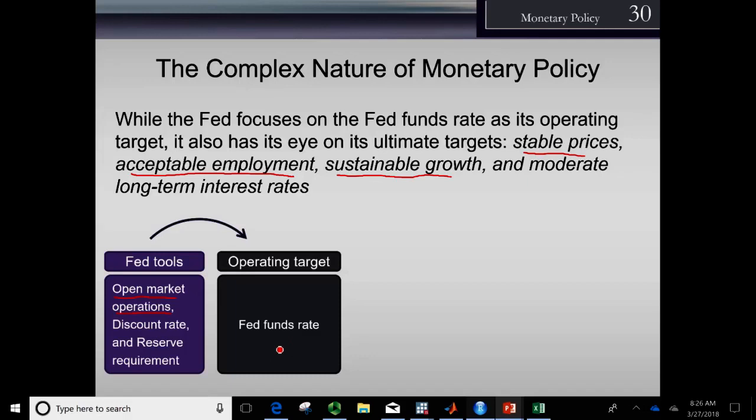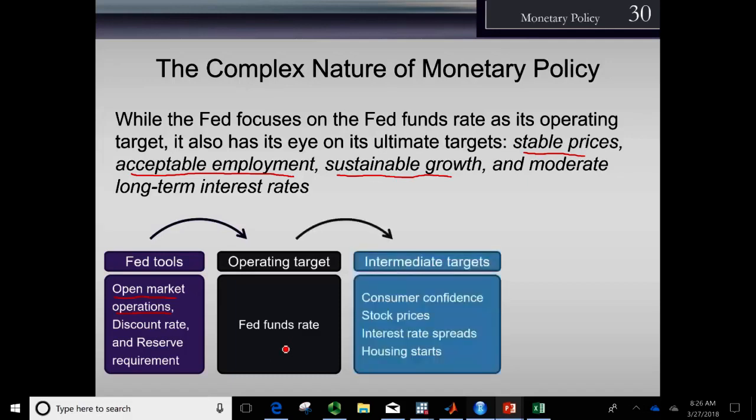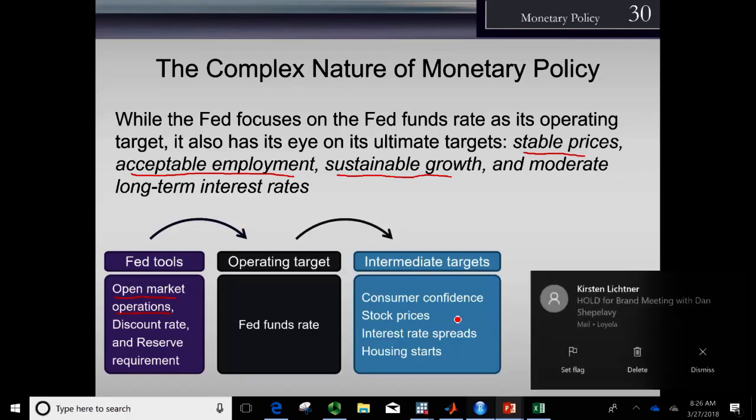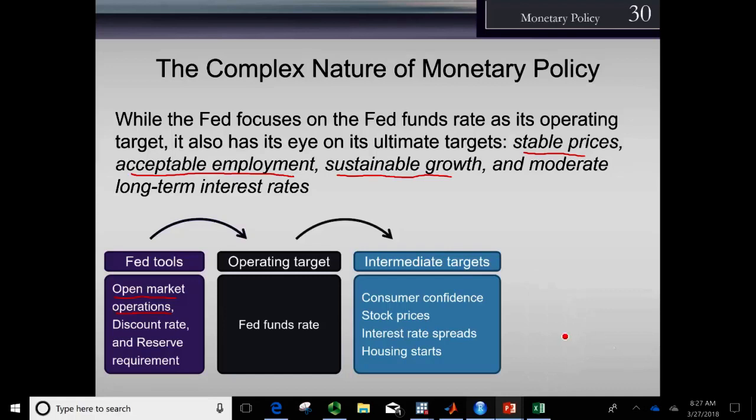Ultimately, we would like changes in that very, very short-term interest rate to have an impact on the Fed's intermediate targets. Those intermediate targets include things like consumer confidence, stable stock market, interest rate spreads, and housing starts. So they're looking at these intermediate targets to look at the health of the economy. If they think the health of the economy is staggering, they'll go back to step one perhaps and use open market operations as a way of expanding the money supply and stimulating the economy.